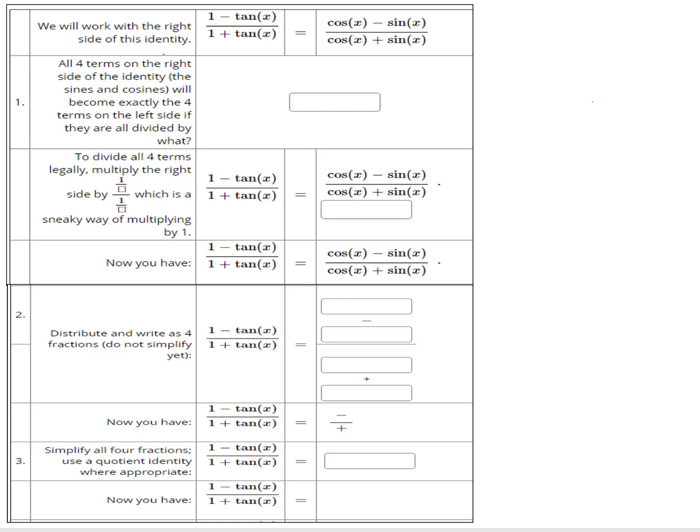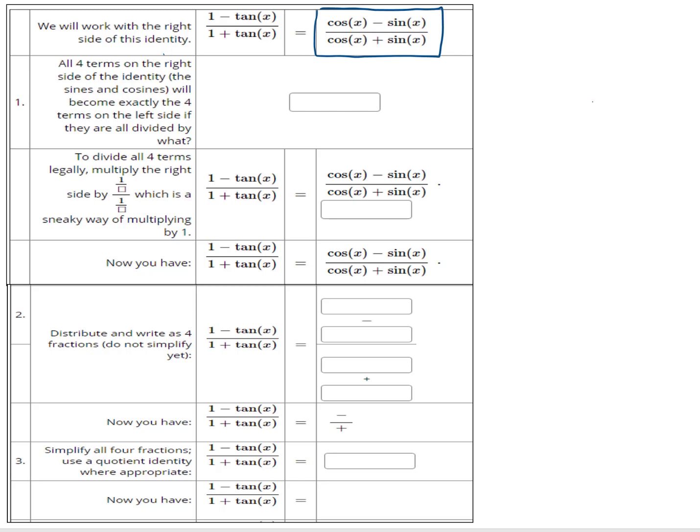So we want to verify this identity, and it says we will work with the right hand side, so we're going to look at this right hand side first. And it said 4 terms on the right side of the identity will become exactly the 4 terms on the left if you divide by what?